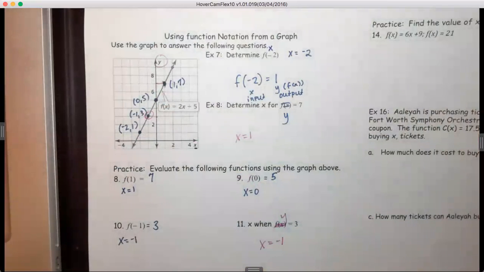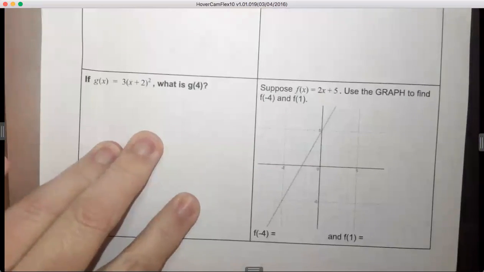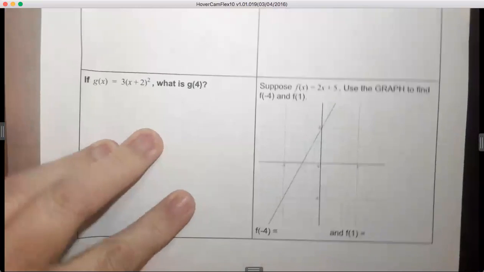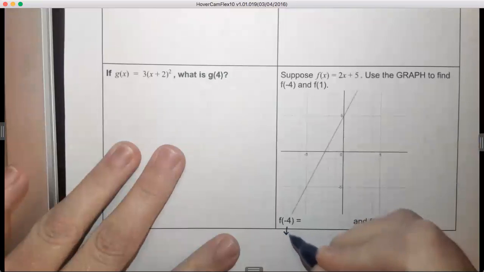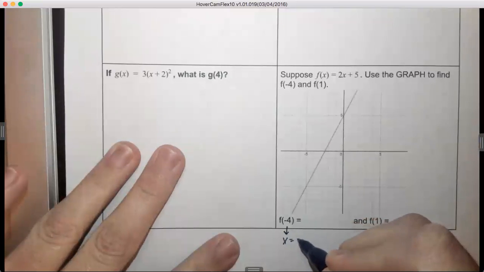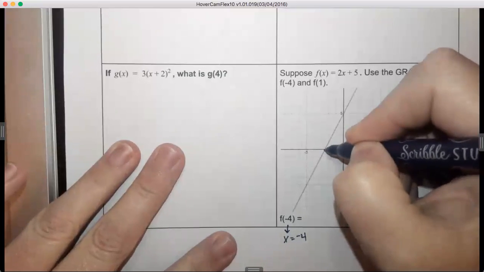Now I have a couple more examples to show you so that you have a better idea on what you're doing. Two more right here. So I want to know what f of -4 is. So anything in the parentheses, remember, is what your x value is. So -1, -2, -3.